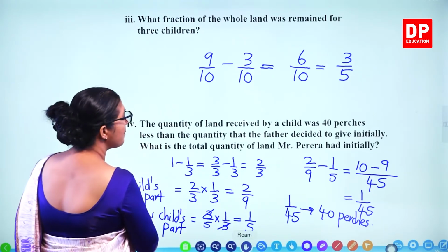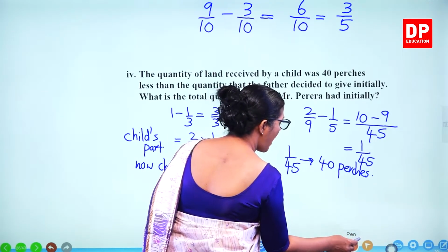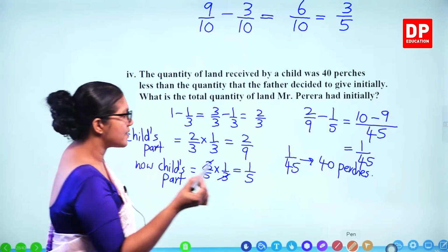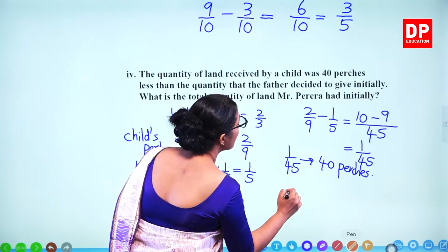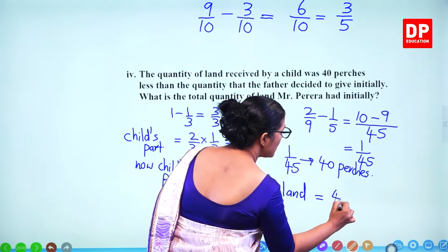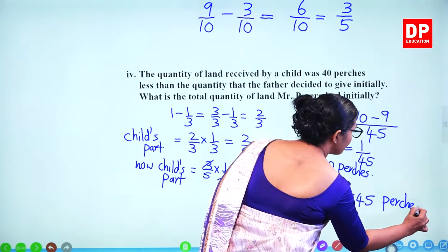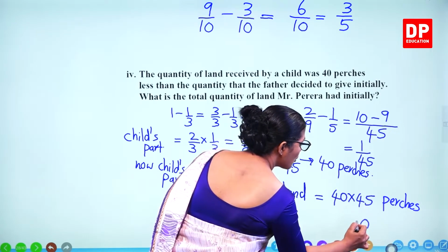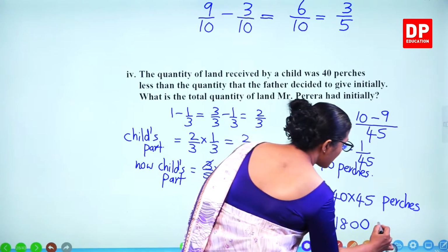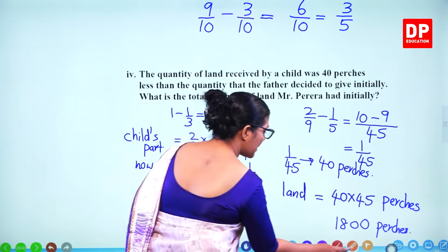Now they are asking, what is the total quantity of land Mr. Perera had initially? So that means you have to multiply by 45 parts. So altogether, total land is equal to 40 into 45 perches. 0, 4 times 5, 20, 4 times 4, 16, plus 2, 18. 1,800 perches. That's the total land.